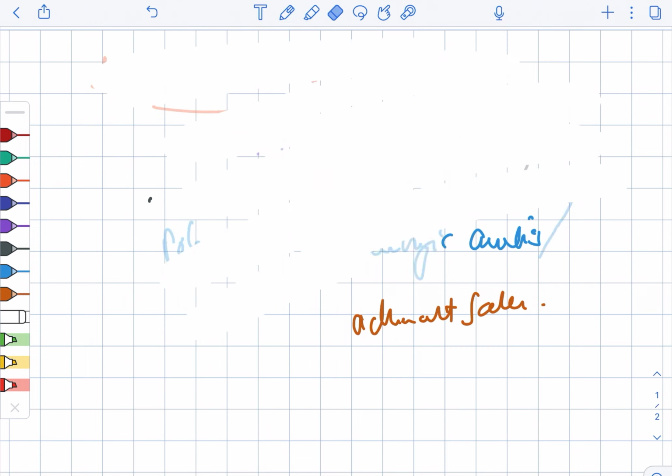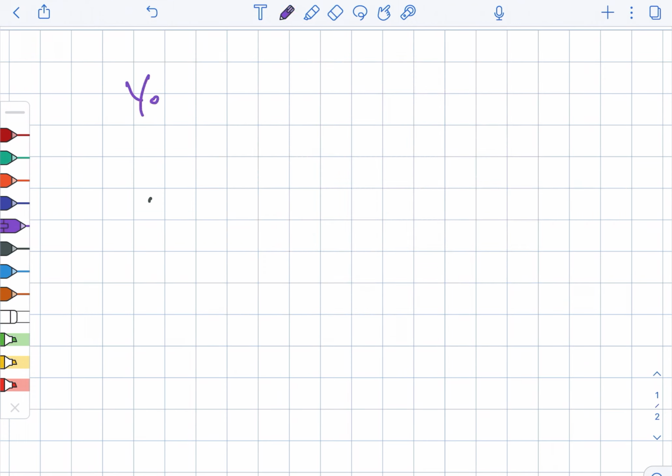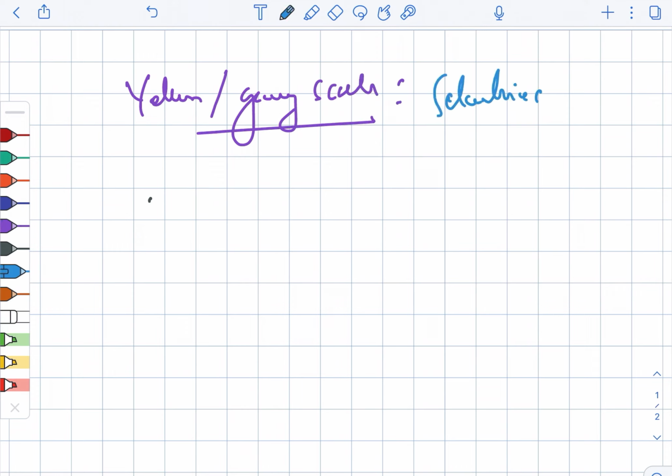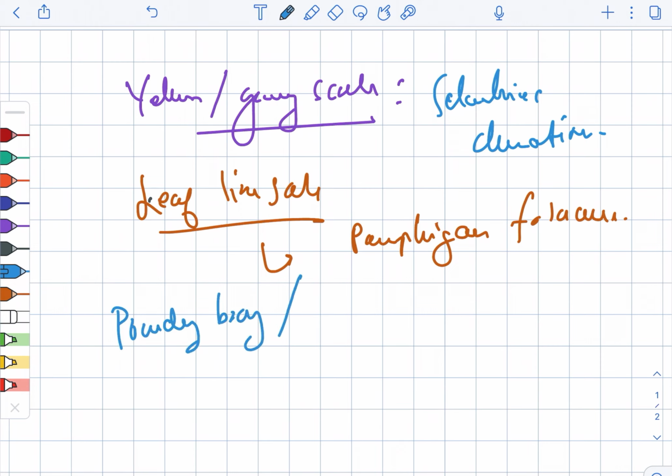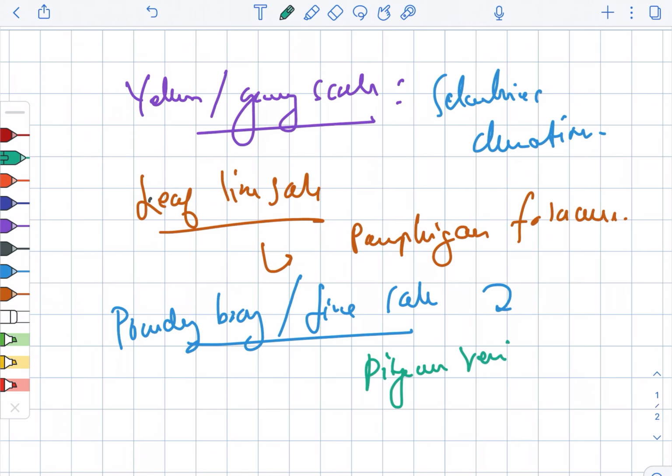Next, we are looking at the yellow greasy scales. The yellow, greasy scales are indicative of seborrheic dermatitis. Then there are leaf-like scales, which are suggestive of pemphigus foliaceus. Then what we see are powdery, branny or fine scales. They are suggestive of pityriasis versicolor.